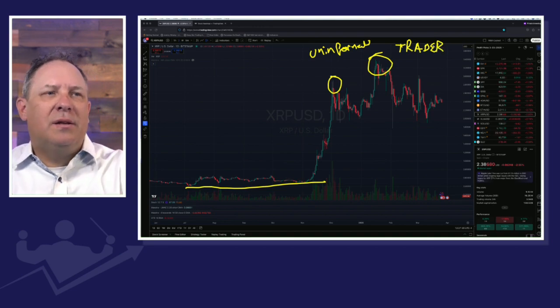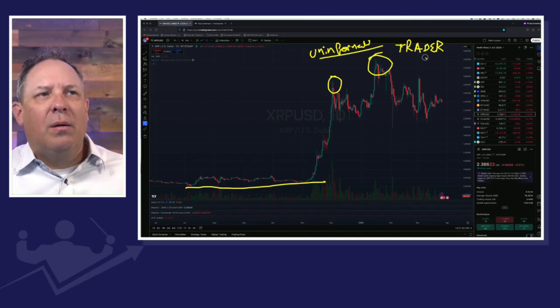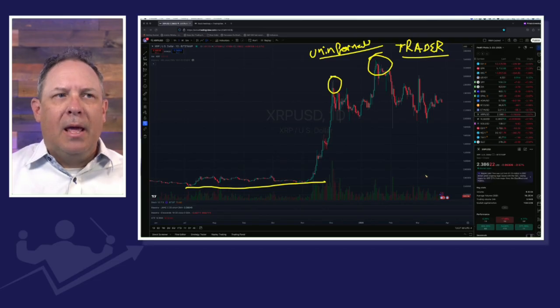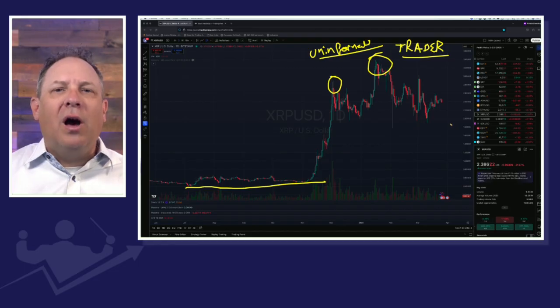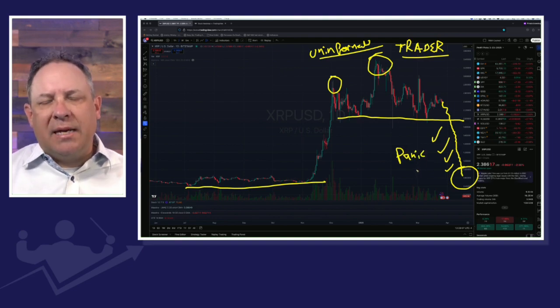My pen apparently does not like the live stream because it's really glitching on me here. The uninformed trader bought up here at the top, because that's what uninformed traders do. They are hodling through this drawdown. They're hodling through the loss. They're holding on for dear life. And if XRP does drop below support and comes crumbling down, those same uninformed traders will be the ones who drive it all the way down as they sell in a panic. That's what's going to happen with XRP.